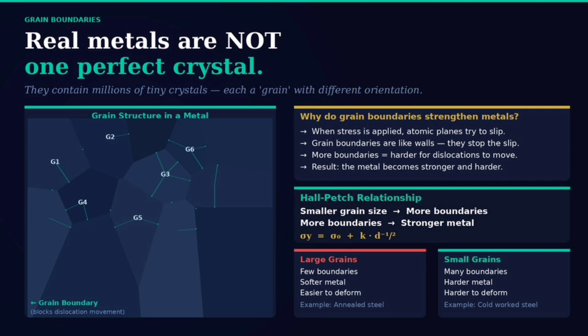This relationship has a name, the Hall-Petch relationship. It states that yield strength increases as grain size decreases. In practice, engineers control grain size by controlling how quickly the metal cools during processing. Faster cooling gives smaller grains and a stronger metal.